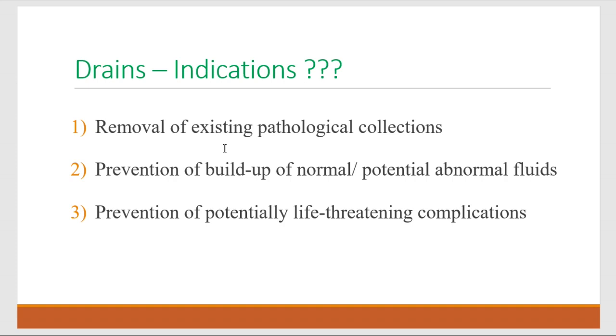So these three important indications are there. Removal of pathological collection, we want to remove it first. Second, we want to prevent the abnormal level of collection of fluids. Third, presently everything is normal, but during the course of time, let's say in the next 24 or 48 hours, there may be some oozing or bleeding. To prevent that, we can use this drain, right? We'll go through the examples.